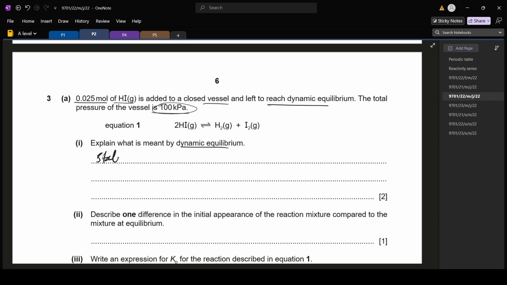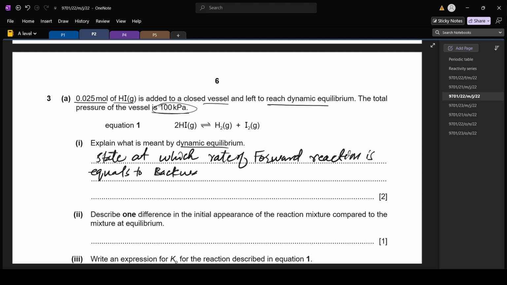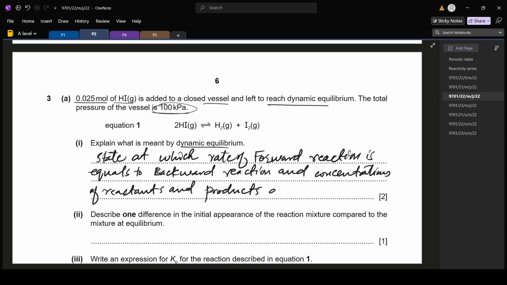State the condition at which the rate of forward reaction is equal to the backward reaction, and the concentrations of reactants and products are constant.